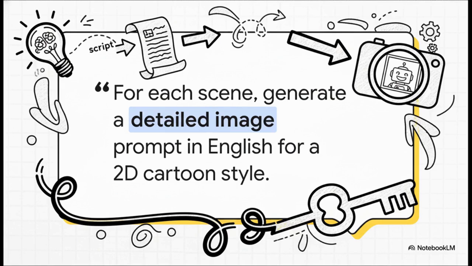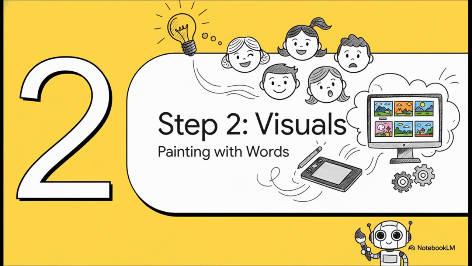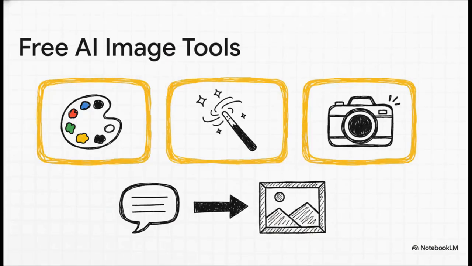It's brilliant. So now that we have a whole list of detailed image prompts, we're ready for the most visual part of the process, creating the actual artwork for our cartoon. There are several fantastic and free AI image tools out there. You've got Canva AI, Meta AI, Google's AI Studio. They all work on the same basic principle. You give them a text prompt, the ones we just generated, and they create a unique image based on it.